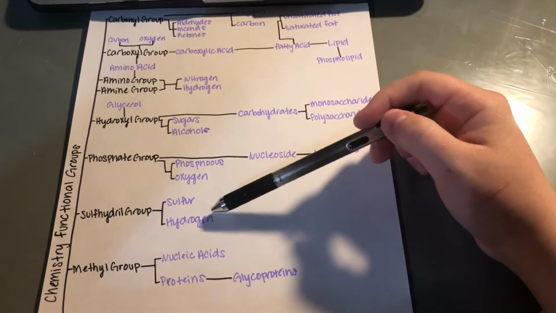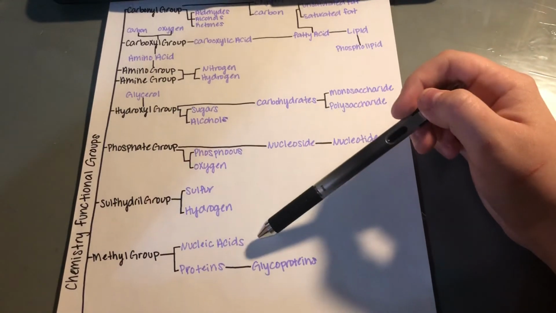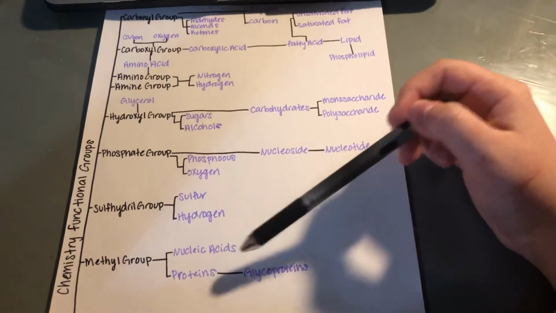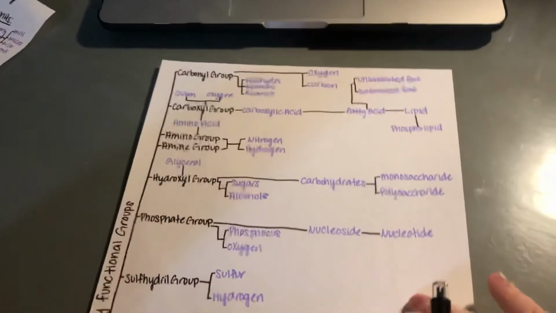Your sulfhydryl group is sulfur and hydrogen, and the methyl group is your nucleic acids and proteins, and glycoproteins are a type of protein. So those are all the different functional groups.